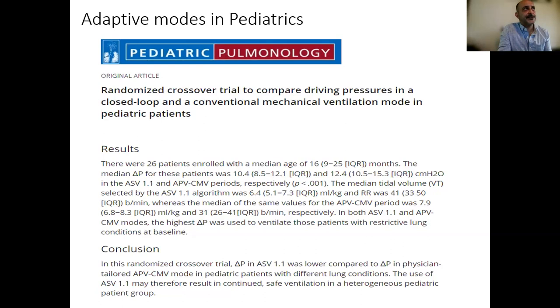I was asked one time about our pediatric colleagues: what's the evidence of adaptive ventilation modes in pediatrics and neonates? I tried to search a little bit and I did not find much evidence in pediatrics. There's maybe just a couple of studies. This was a randomized crossover trial comparing the driving pressure in a closed loop ventilation mode, ASV, and a conventional mechanical ventilation mode in pediatric patients. They found that the delta pressure in ASV was lower compared to the driving pressure in physician-tailored APV, CMV, which is basically the pressure-regulated volume control, in pediatric patients with different lung conditions. So it was safe ventilation, in a heterogeneous pediatric group.